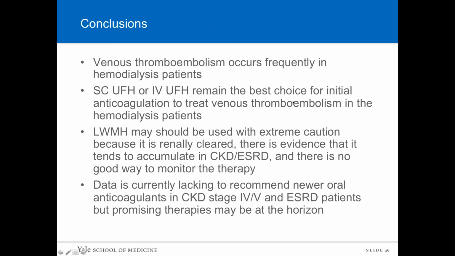So with that, I'll conclude. My conclusions are venous thromboembolism occurs frequently in hemodialysis patients. Subcutaneous unfractionated heparin or IV unfractionated heparin remain the best choice for initial anticoagulation to treat venous thromboembolism in hemodialysis patients. Low molecular weight heparin may be used with extreme caution because it's renally cleared. There's evidence that it tends to accumulate in CKD and ESRD, and there is no good way to monitor the therapy. Data is currently lacking to recommend the newer oral anticoagulants in CKD stage 4 and 5 and ESRD patients, but promising therapies may be on the horizon. And with that, I conclude.